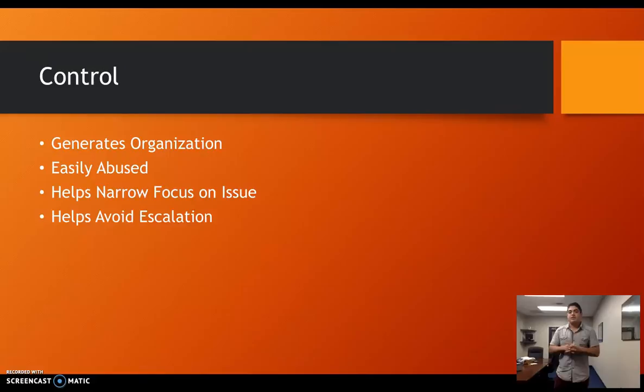Control. Everybody has to have control in their organization. This generates the last process of the 3 C's. It's easily abused. It also helps narrow focus on issues, and it helps avoid escalation.